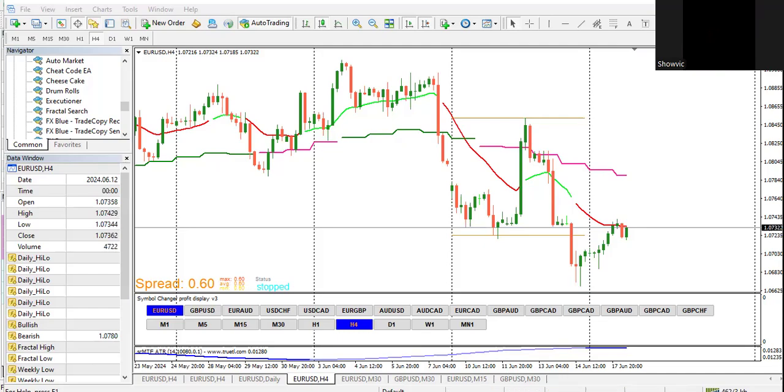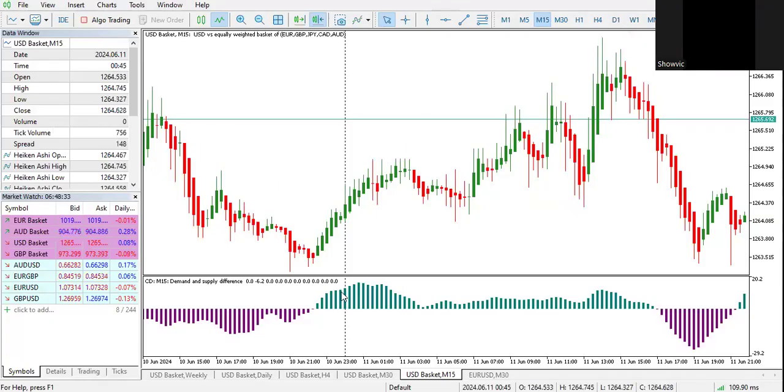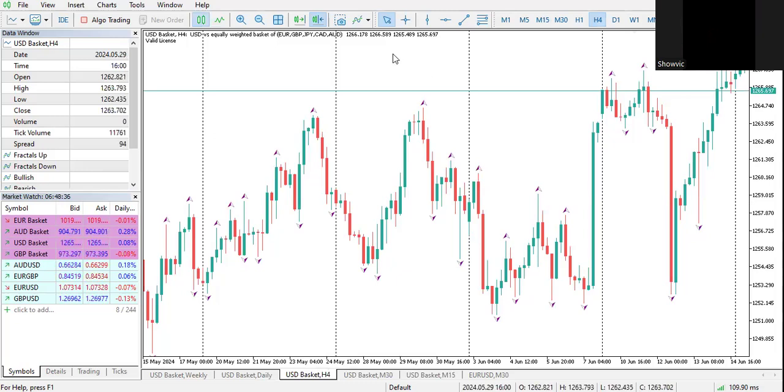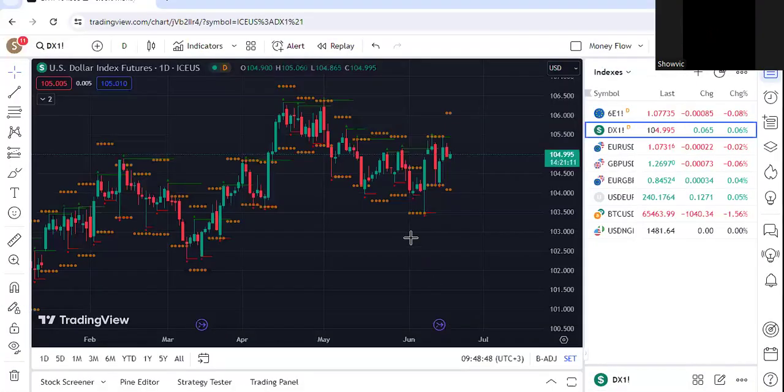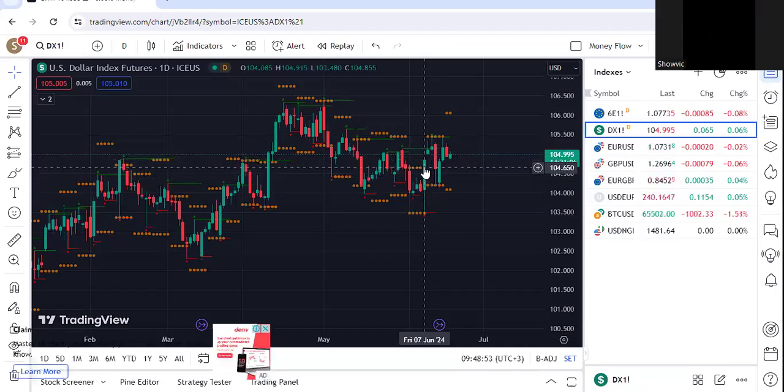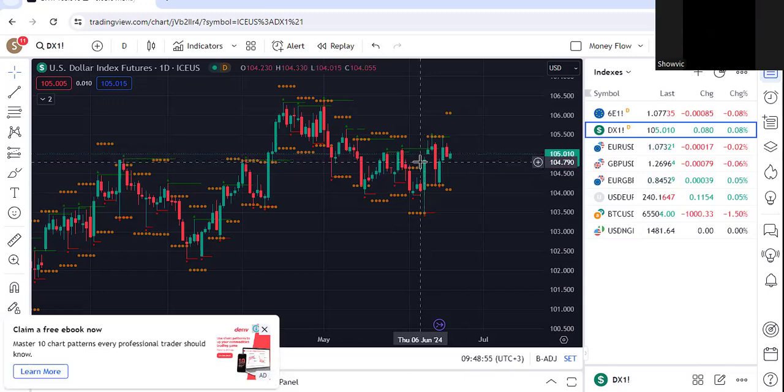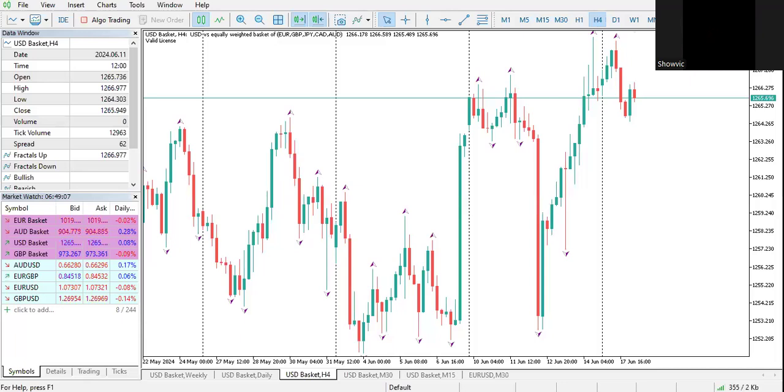So let's quickly look at what happened last week. If we go to our USD futures, the previous week closed above the weekly range, and so we were expecting either a reversal or at least a major pullback during the week, and that was what we wanted to trade.